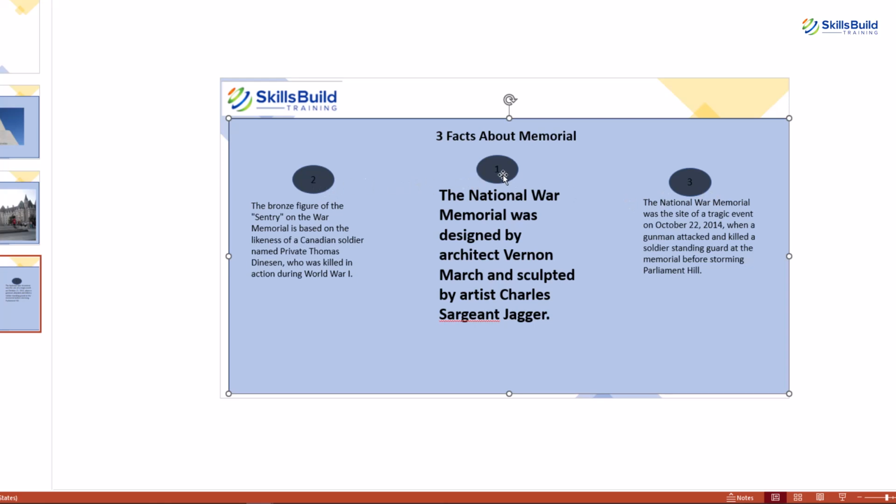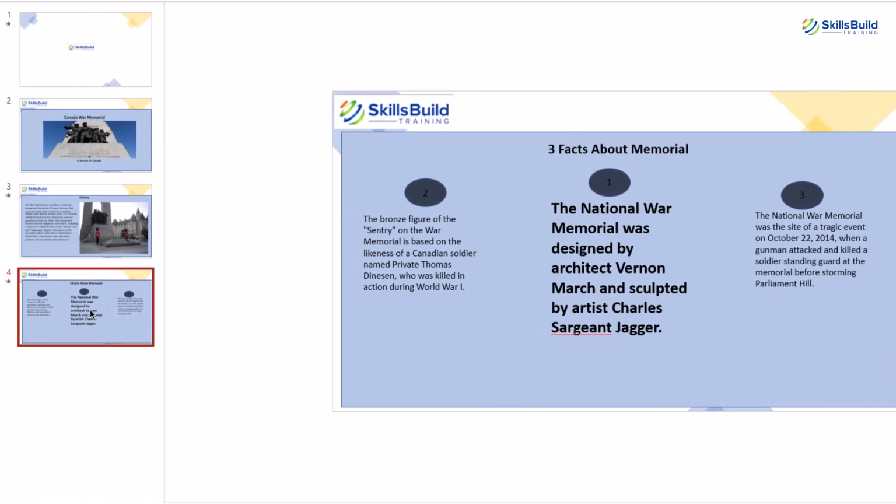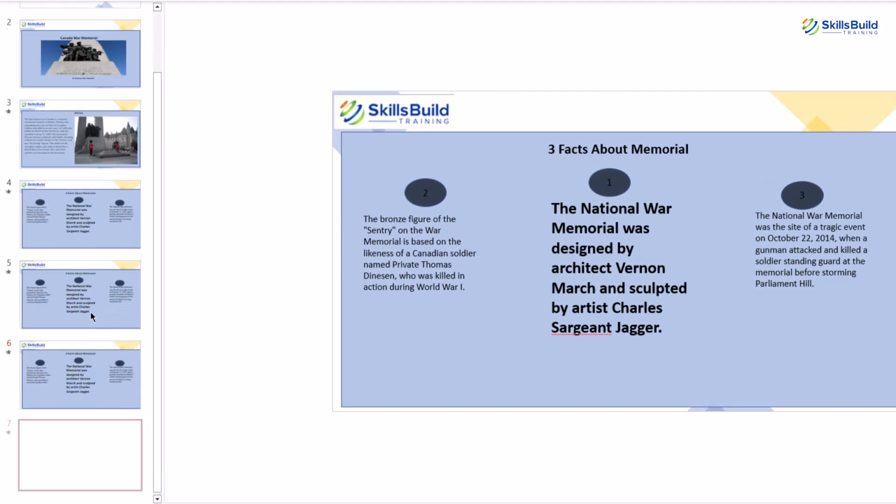But when I want to see the second one, it should appear in the place of the first, and the first should move towards the second one. And I want to do the same for the third fact. So for that purpose, what we need to do is duplicate this slide 3 times. So we are done here.